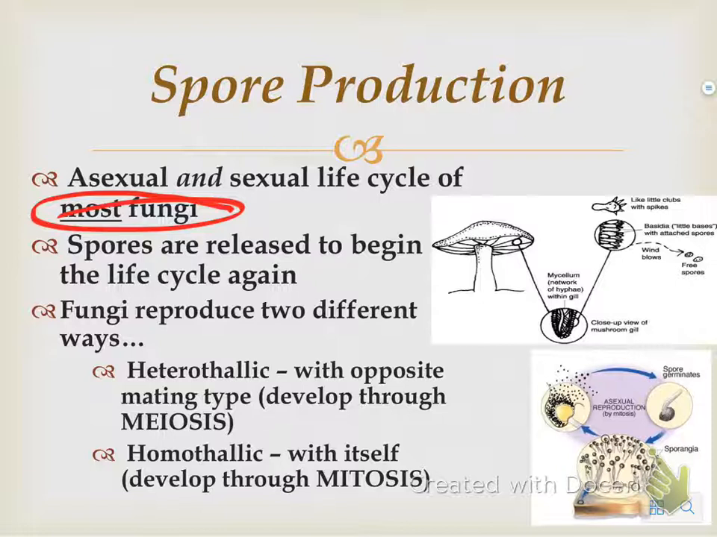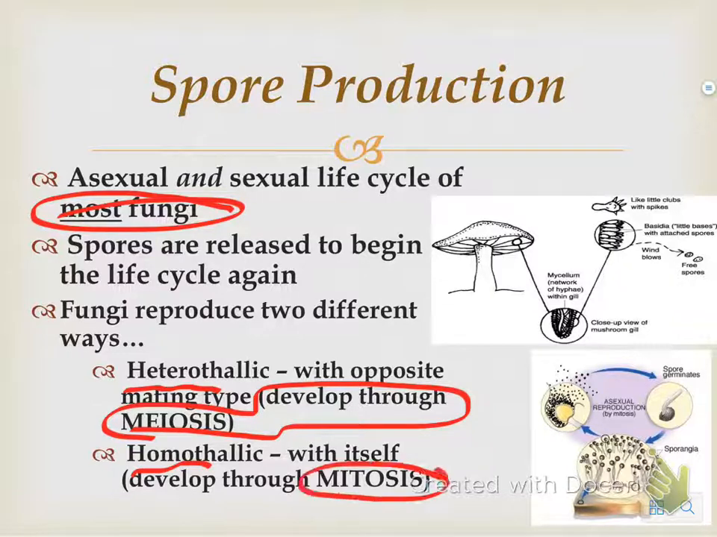They can do it two different ways. So heterophilic, hetero means different, opposite mating type, and this develops through meiosis, much like a sperm and egg cell combine to make a zygote, same thing. Homophilic, remember homo means same, with itself through mitosis, because it's going to be an exact copy.